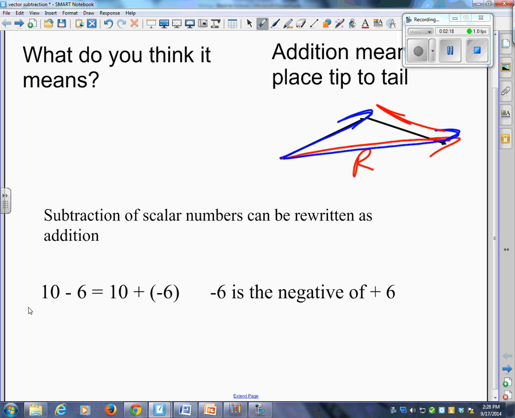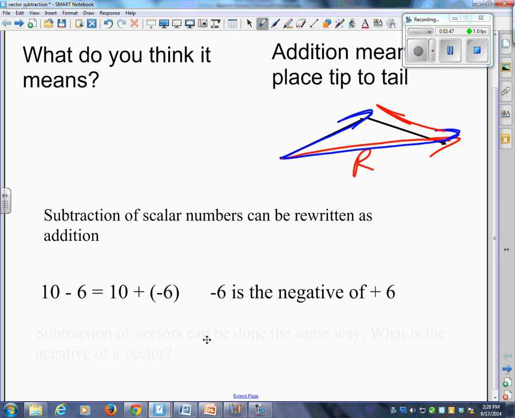10 take away 6, or 10 adding a negative 6. How do you add something that's not there? Well, okay, then talk about accounting. Negatives could be debits, positives could be credits, so you can add it in. Add really means combine, does it not? And once you've got the idea of negatives, then adding becomes combining, not plussing. So minus 6 is the negative of plus 6.